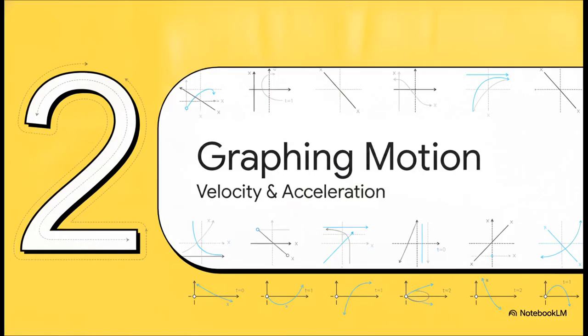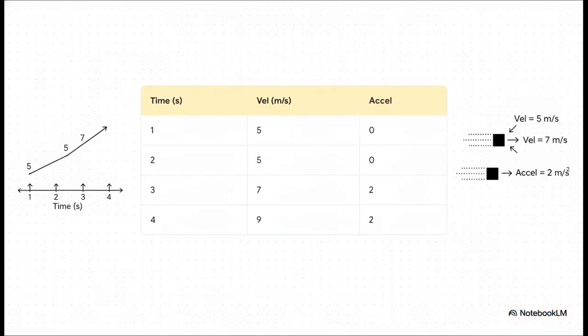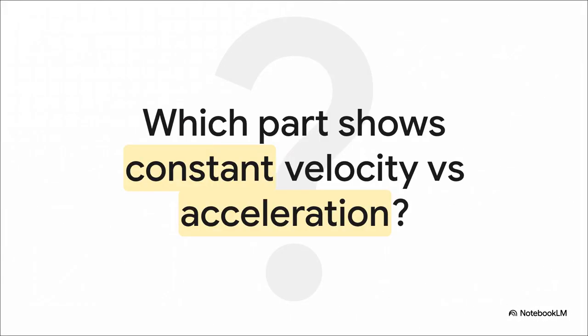Let's move to section 2, graphing motion, tracking velocity and acceleration over time. Let's track an object over 4 seconds, noting the time, velocity, and acceleration. Notice the exact moments in this journey. For the first 2 seconds, the velocity stays completely locked at 5 meters per second. The acceleration is 0. But then, look what happens at seconds 3 and 4. The velocity actually starts climbing. It jumps to 7 and then up to 9 meters per second, with an acceleration of 2 meters per second squared.